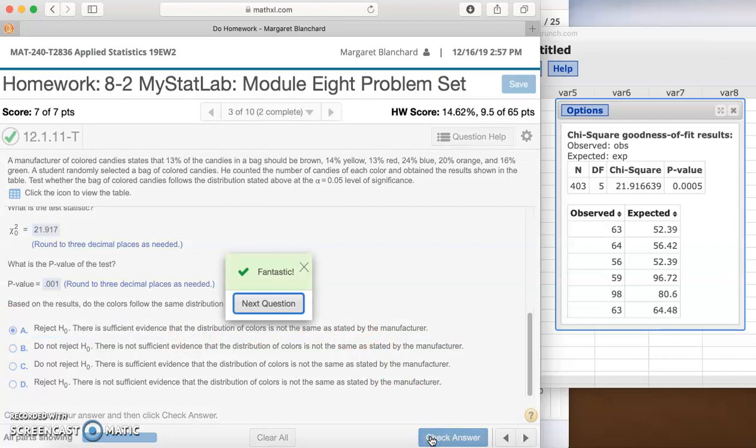Check answer. Fantastic. So that's how you do problem number 3. I hope this clarifies things for anyone having a hard time with the chi-square test. If you have any questions, let me know.